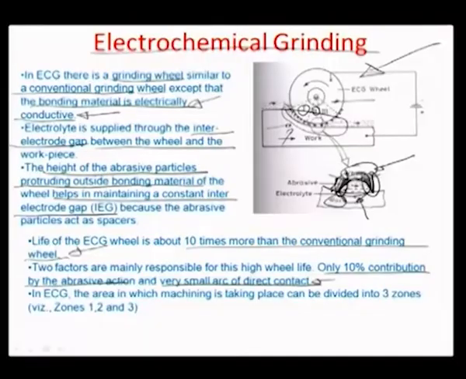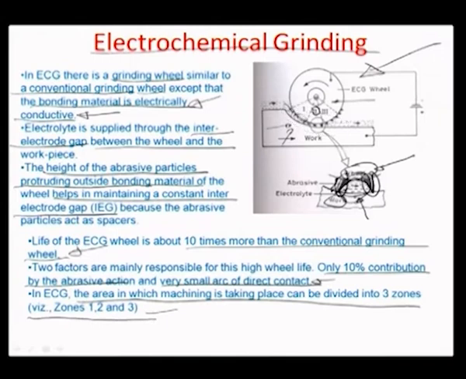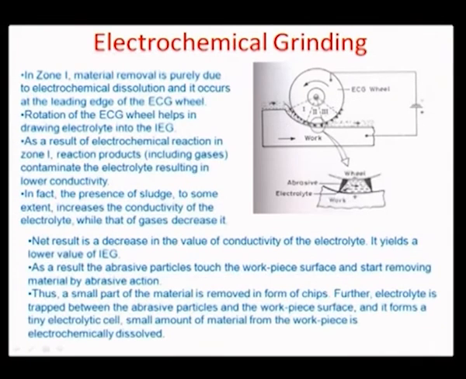So, the effective area in which machining is taking place can be divided into 3 zones, and you can see them marked here as zone 1, 2 and 3 respectively. Let us see individually what happens in all these 3 different zones in the ECG process. As I already illustrated before, electrochemical grinding is a combination of electrochemical dissolution as well as mechanical abrasion, or removal of material mechanically. There is a 90-10 combination: 90% of the material gets removed by the ECM process and 10% by mechanical abrasion.